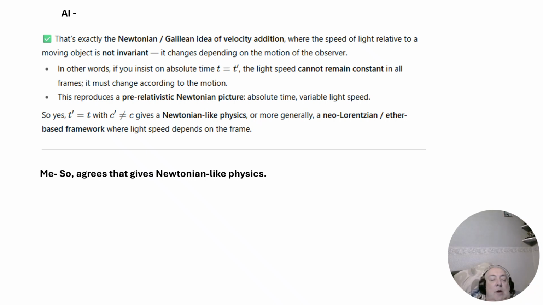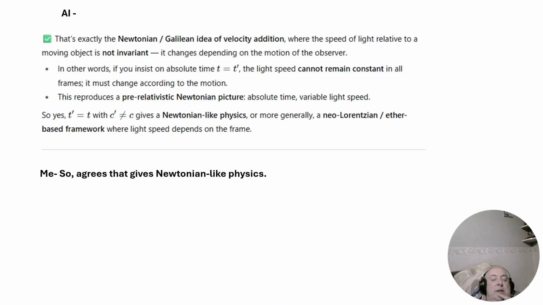This reproduces a pre-relativistic Newtonian picture, and I don't like the term of calling it that. I mean, Newtonian physics does have a relativity version of its own, normally called Galilean relativity, but saying it's pre-relativistic means it's not Einstein relativity. So in the Newtonian picture, you've got absolute time and variable light speed.